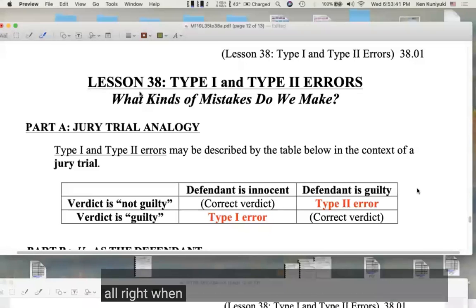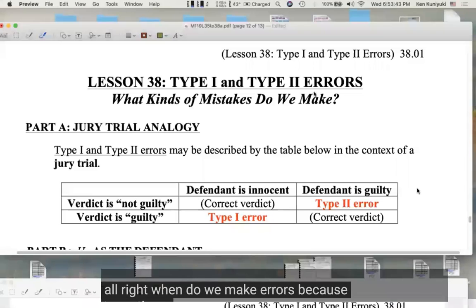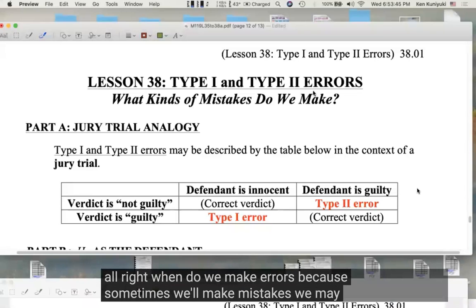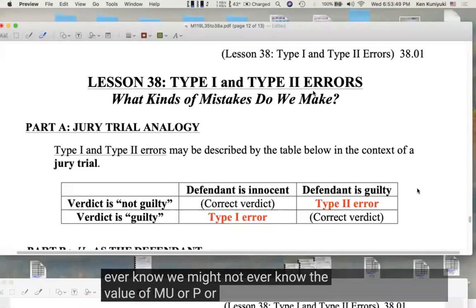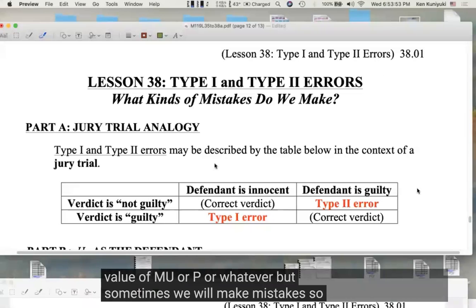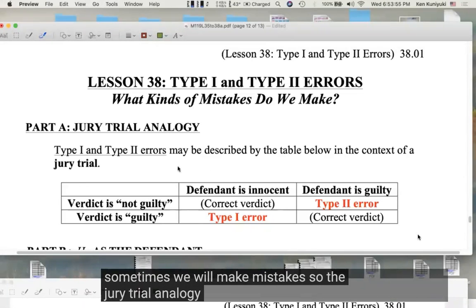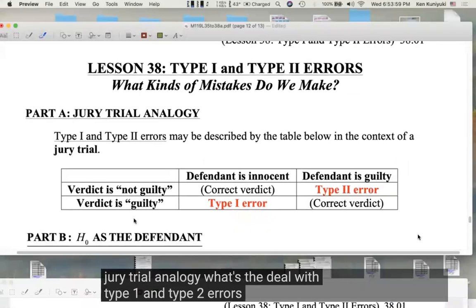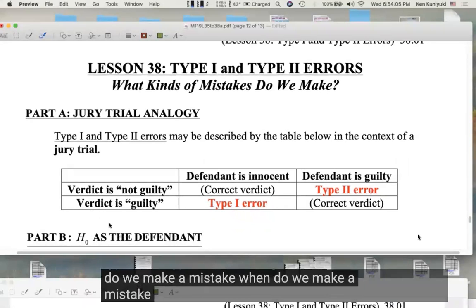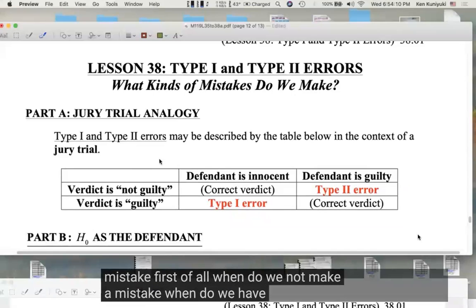All right. When do we make errors? Because sometimes we'll make mistakes. We might not ever know the value of mu or p or whatever, but sometimes we will make mistakes. So the jury trial analogy. What's the deal with type 1 and type 2 errors? When do we make a mistake? First of all, when do we not make a mistake? When do we have a correct verdict?